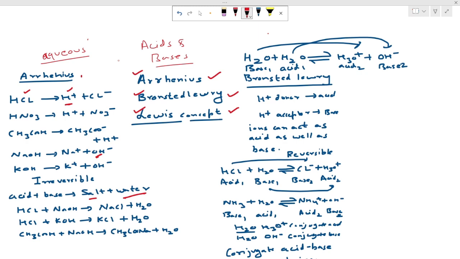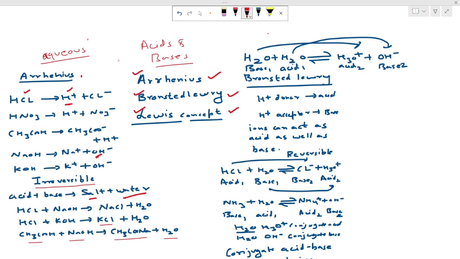In this concept all the reactions are irreversible; there is no mention of reversible reactions. Another point about the Arrhenius concept is that an acid when reacted with a base gives salt and water. HCl reacting with NaOH gives NaCl plus water, HCl plus KOH gives KCl plus water, and similarly acetic acid plus NaOH gives sodium acetate plus water. So when acids and bases combine, they give salt and water.